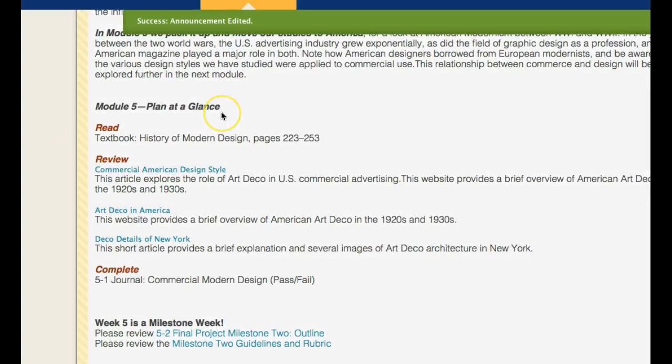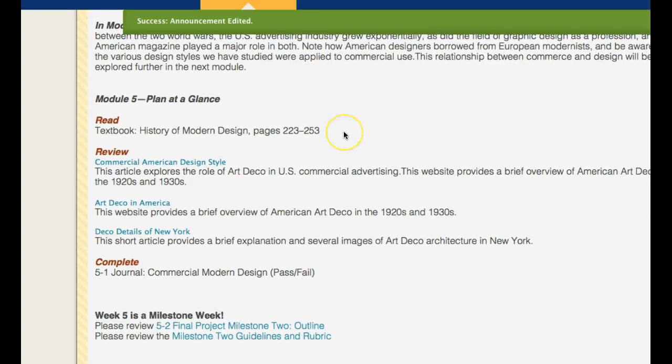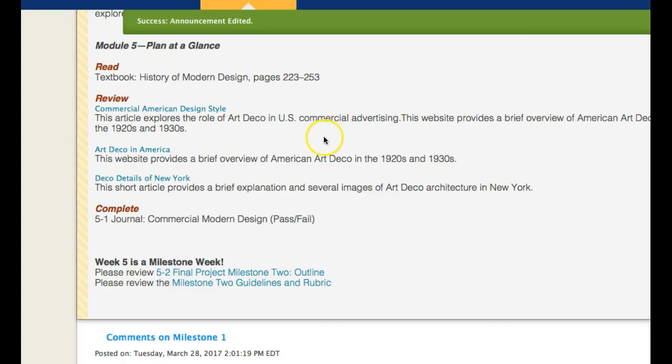Okay, Module 5, Plan at a Glance. Read your textbook. I've read this book now a couple of times, and this is a new book to me, too. I'm strictly a Meggs guy, but I think this Raizman book is very, very good. Since the class started, I've really been concentrating on reading through this book, and it's a very good book. I'm so glad that it was chosen for this class.